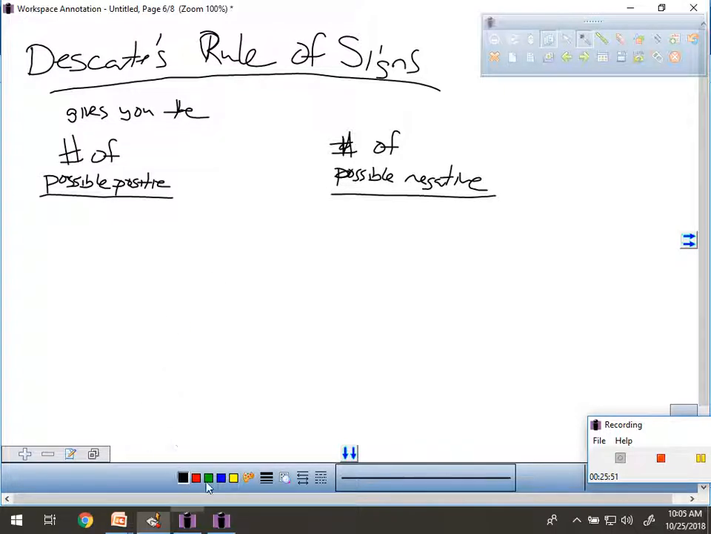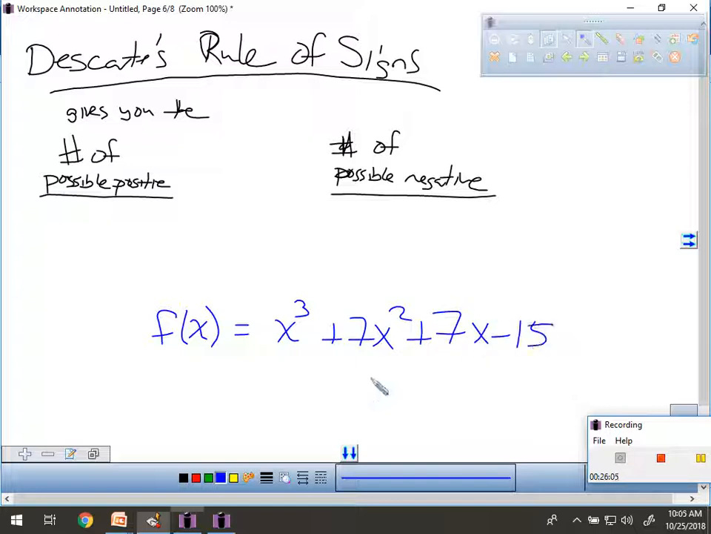And so let's say I give you this example. Let's say f of x is equal to x cubed plus 7x squared plus 7x minus 15. With Descartes' rule of signs, you look for sign changes. So you count the number of sign changes. This number is positive, this is positive, this is positive, then it's negative. Positive, positive, no sign change. Positive, positive, no sign change. But positive, negative, there's one sign change. So the number of possible positive zeros is 1. There's only one possible positive real zero. That's from Descartes' rule.